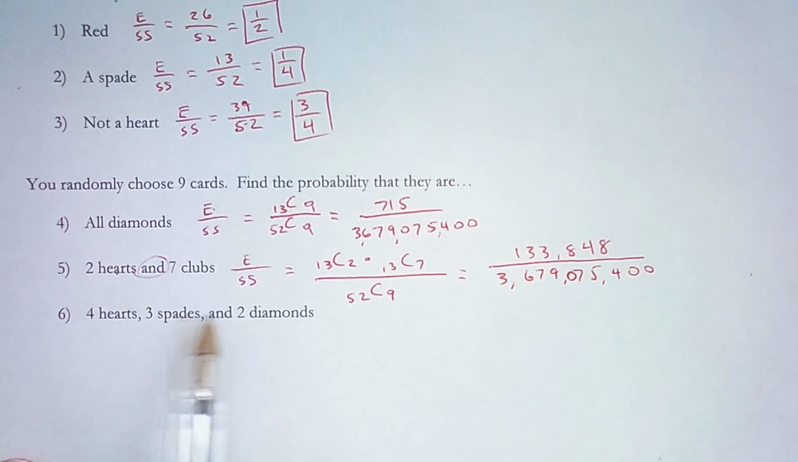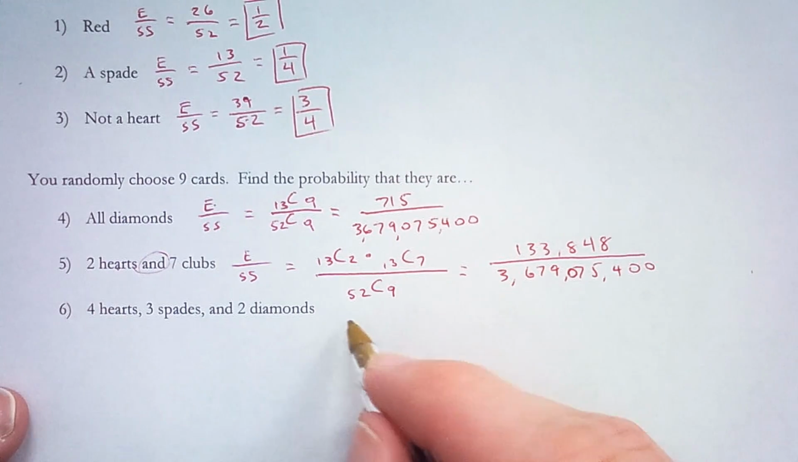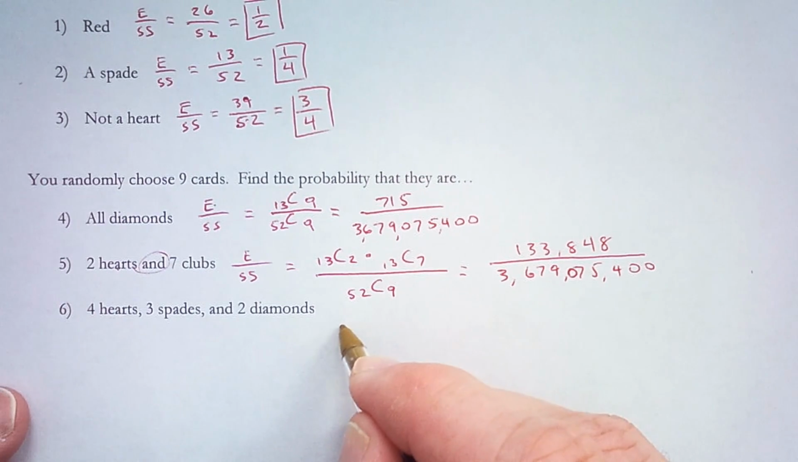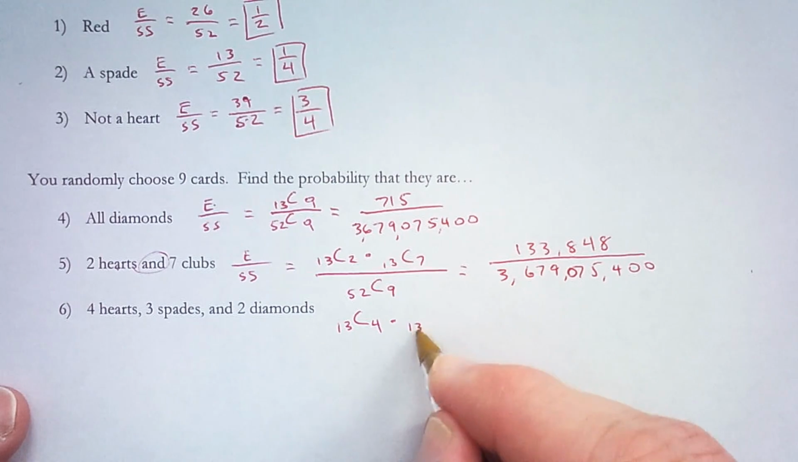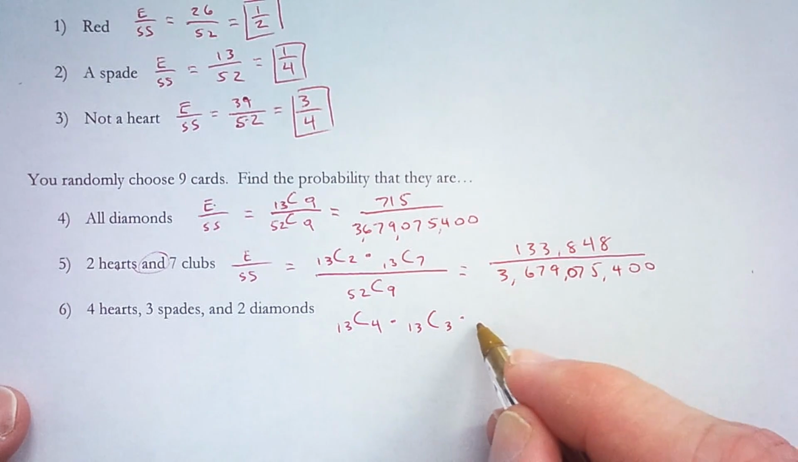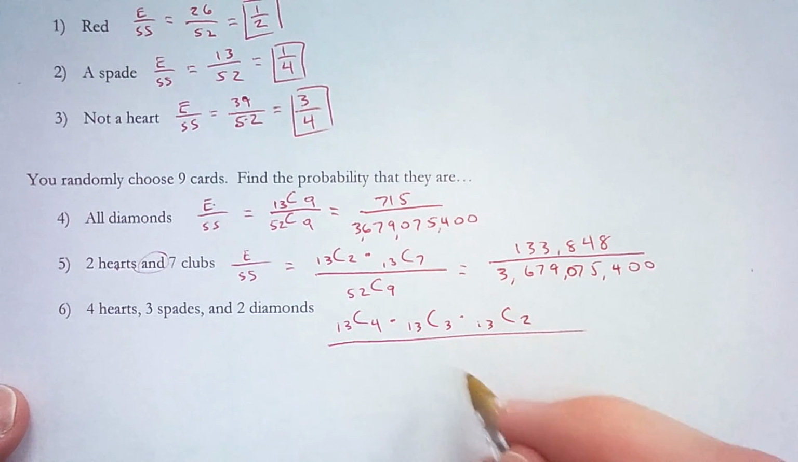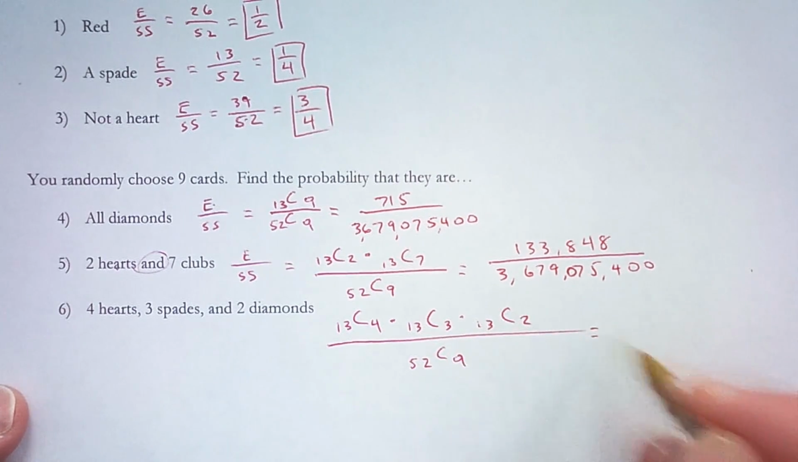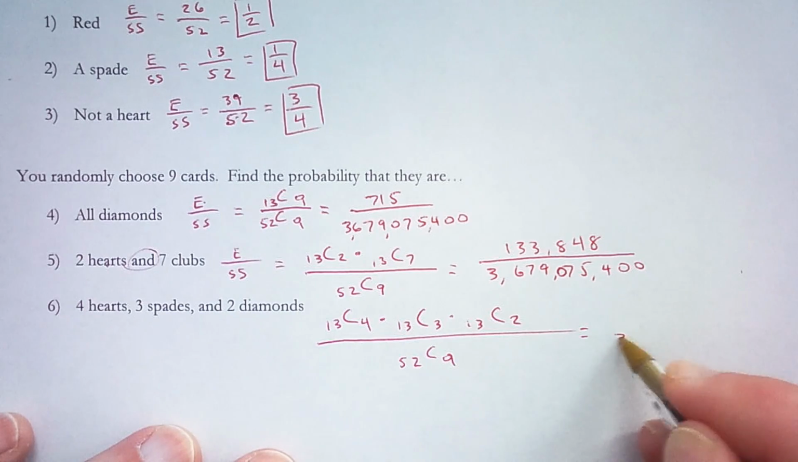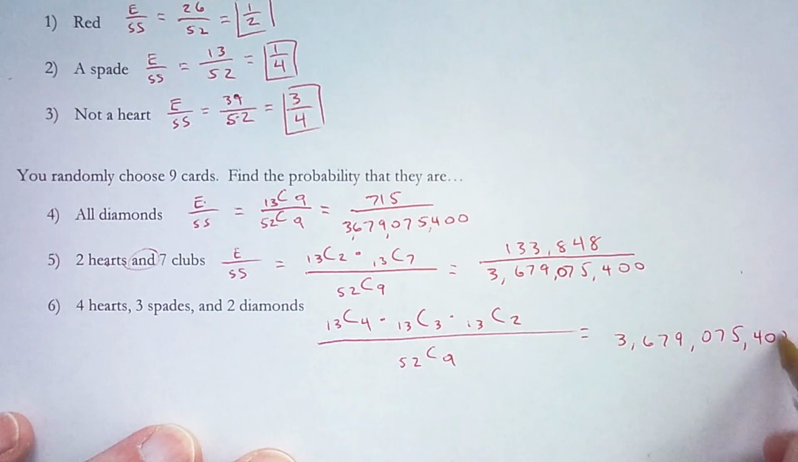Which is 4 hearts, 3 spades, and 2 diamonds. Okay, so there are 13 hearts. We want to choose 4 of them. Okay, so it's a combination of 13C4. Okay, then we've got an "and" here, so it's times 3 spades, 13C3, times 13C2 for the 2 diamonds, over the sample space, which is choosing 9 out of the entire deck, 52C9. We know the denominator here is 3,679,075,400.